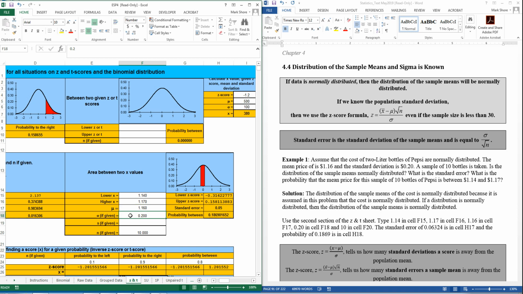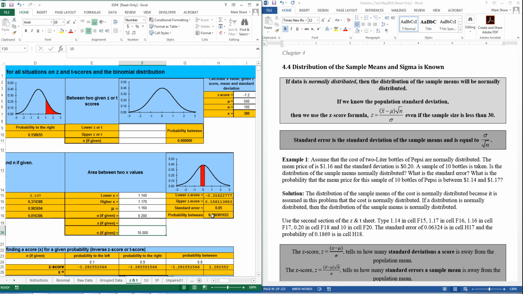and the 20 cents right here goes in for the sigma, the population standard deviation, because we were told that 2-liter bottles of Pepsi have a mean price of $1.16 and a standard deviation. Well, this is a population mean, not the mean of that sample, and the standard deviation is also a population standard deviation of 20 cents. And the sample size of 10 bottles goes right here.